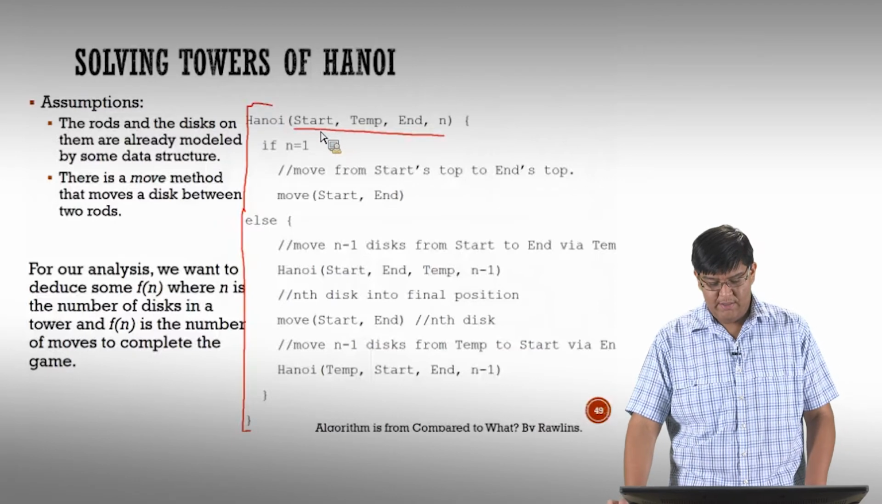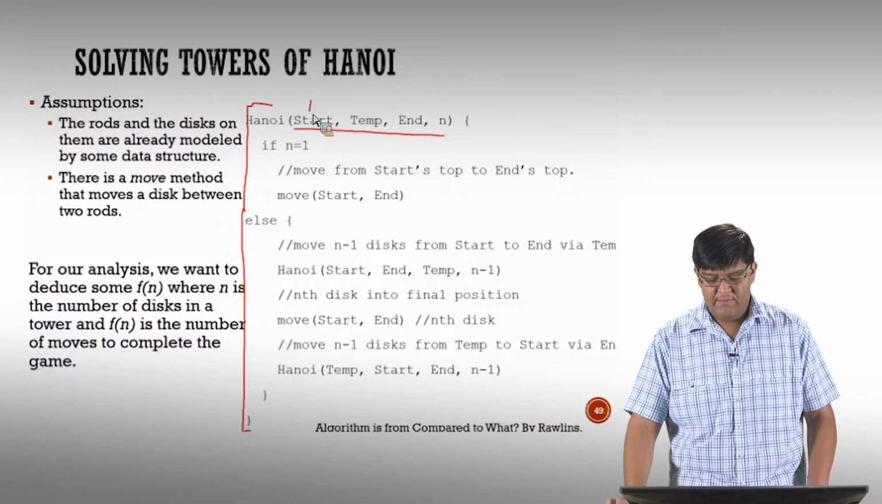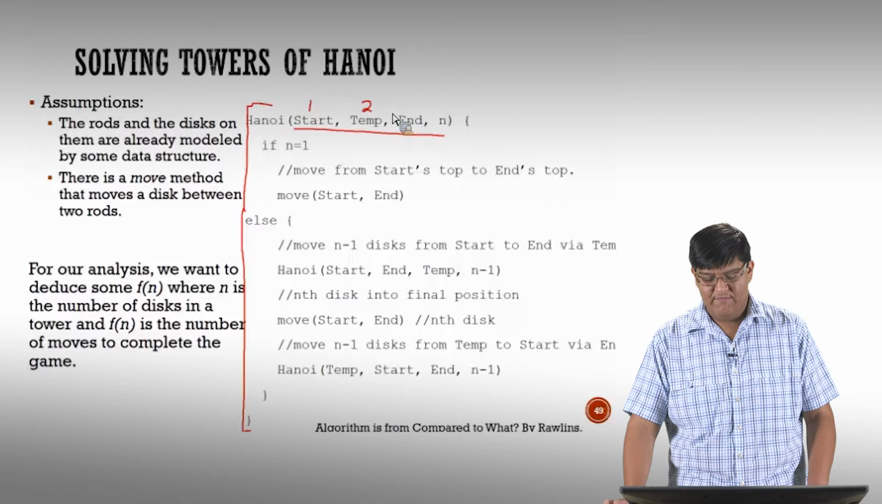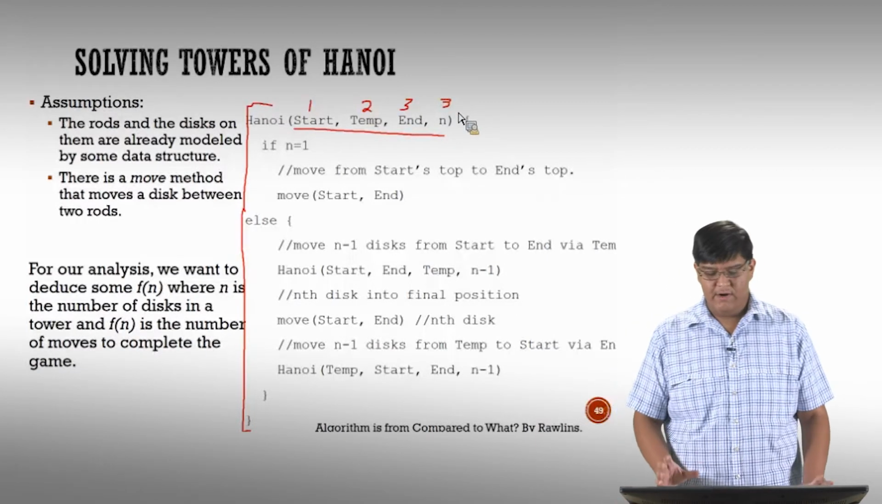The first time I call this, if I were trying to solve the towers of Hanoi problem, I would say our start is 1, because all the disks initially start there on the left-hand side. They use the middle rod as a temporary space to move things. And then I'm trying to move them to the end, the third rod. In the example we did by hand, we had 3 disks, so n initially would be 3. That's how things would start up.